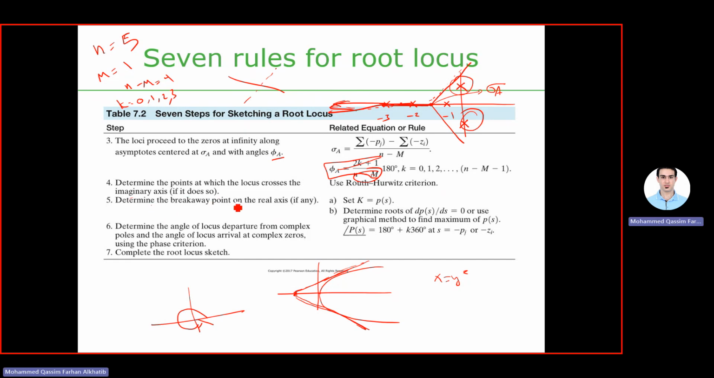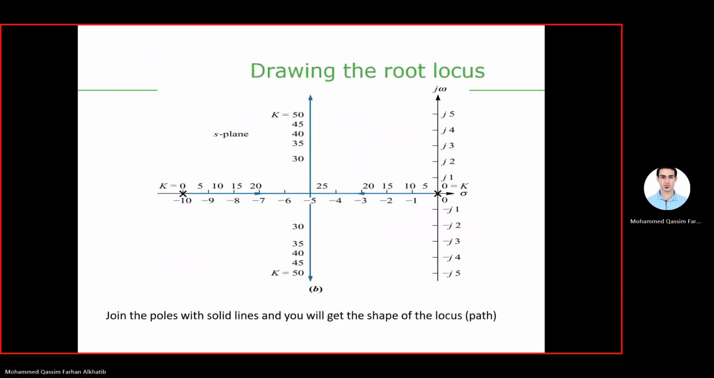Now determine the breakaway point on the real axis. What is the breakaway point? We mentioned that these poles, for some reason, will intersect, like in this example. Here. That's what we call a breakaway point, or break-in point. It depends on the movement of the pole. So the breakaway point is the point where poles collide. It's not the same as sigma A, the point of intersection of asymptotes. They are two different things.